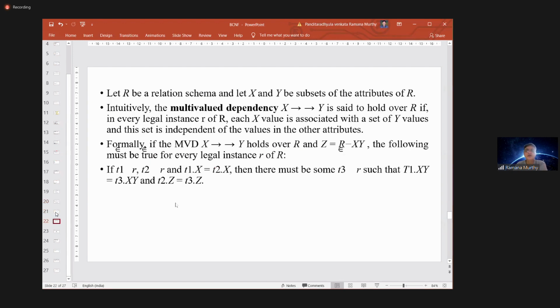If you know the X and Y values and you remove them from R, the remaining values, R minus XY, are automatically the Z attributes. So we have X, Y, Z. If X multi-value depends on Y, meaning for every X value you have a set of Y values, what does it indicate?